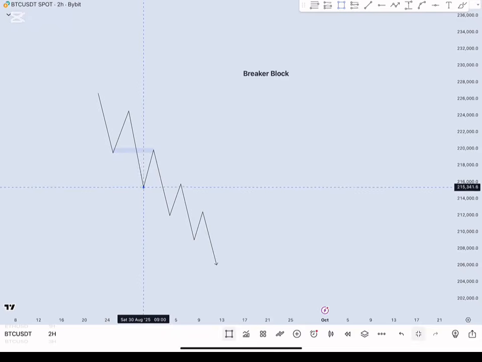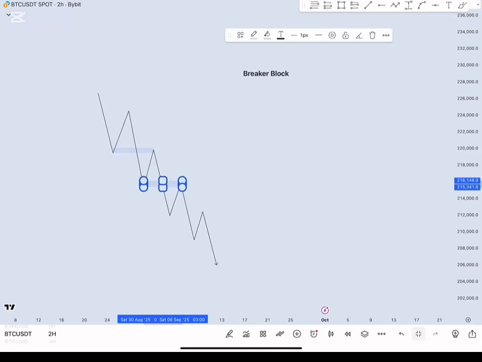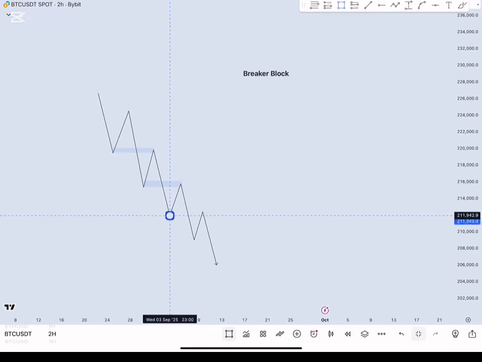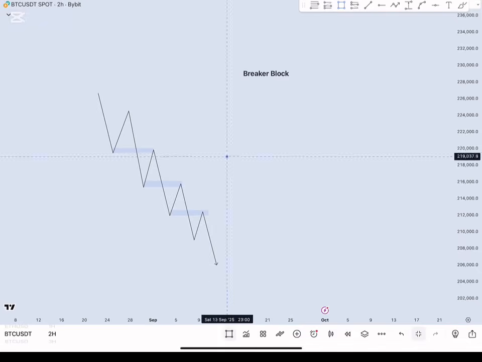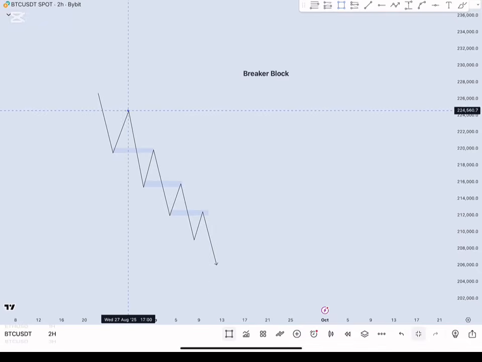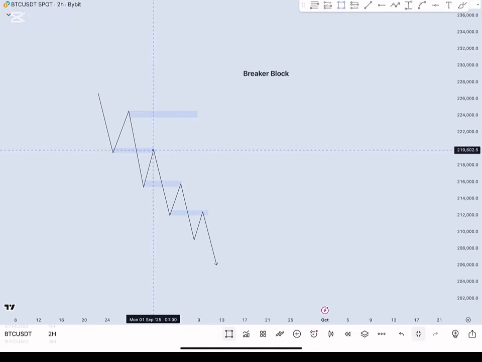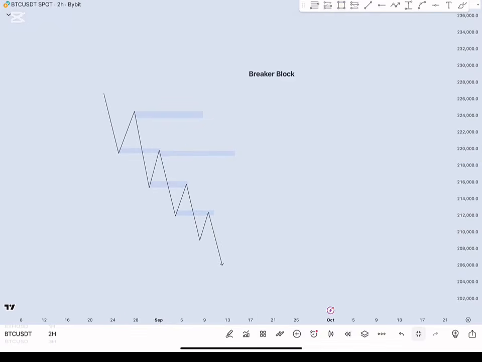This here too is our breaker block. This here too is our breaker block. Why is this here our order block? This is where we are expecting the order block to be. Order block here. Order block here.